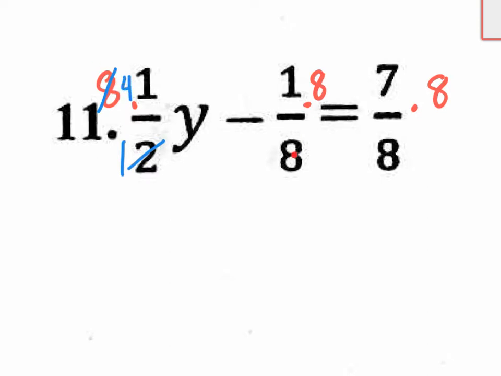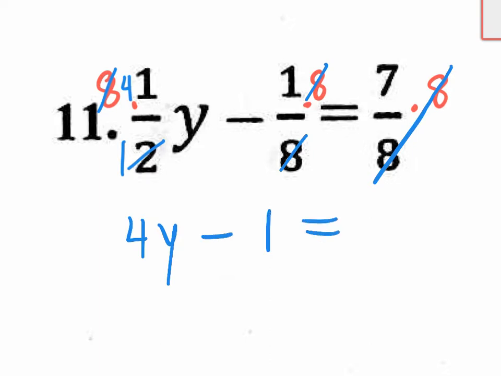How about this 8 and that 8? What happens there? They actually cancel out. So 8 disappears with 8 because 8 divided by 8 is 1. And this one over here also, 8 divided by 8 also cancels out. It's 1. So Caden, by multiplying all three terms by 8, what happened? All the fractions disappeared. And now what do you have left over? 4y minus 1 equals 7. You get it?